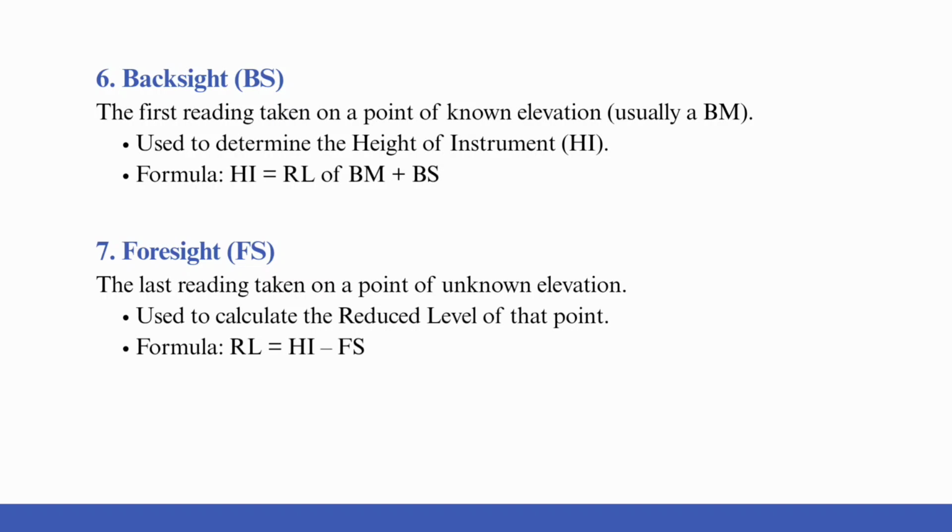We can say HI. We already know the formula of HI is equal to the reduced level of the benchmark plus the Backsight reading, and it is always marked in the first column in the field book.